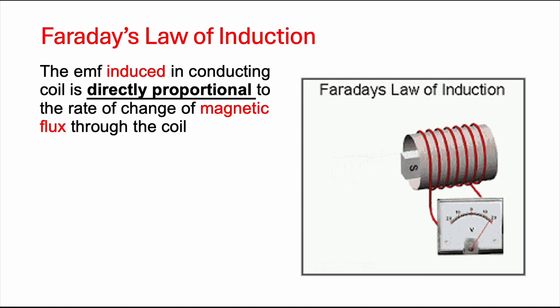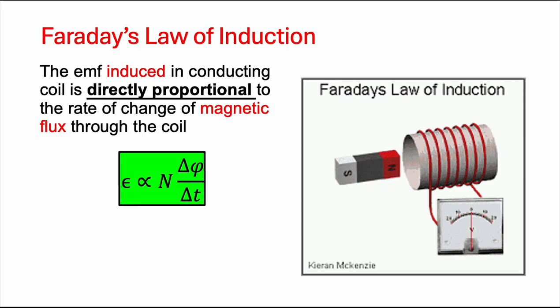The exact wording we use is that the EMF induced is directly proportional to the rate of change of magnetic flux. This is Faraday's law of induction. It's probably not how he wrote it originally. However, it's a modern version of it, and we can write it down in the following way. EMF is proportional to N, the number of turns, times delta phi over delta t. Phi here being the flux through one coil, and delta t being the time taken for that to do so.